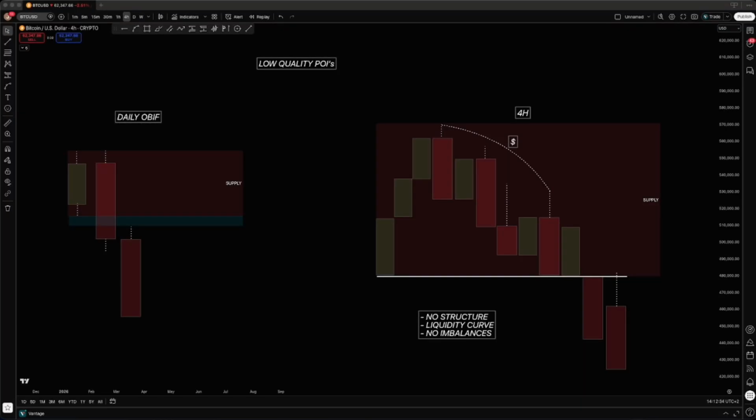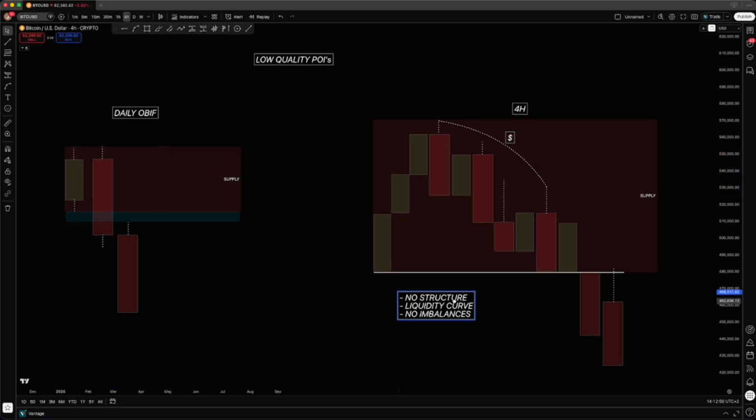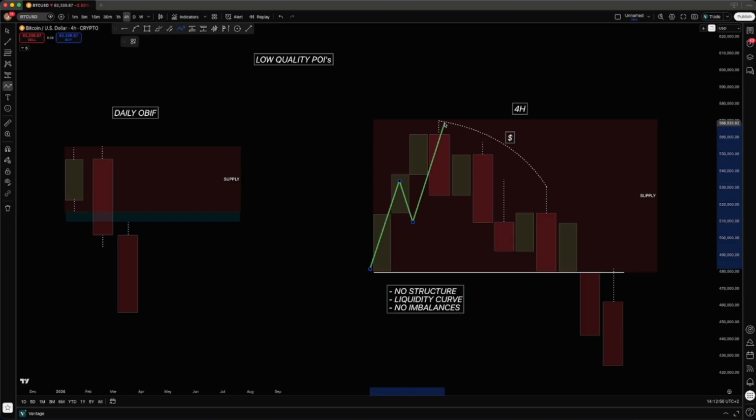Okay, so we talked about high quality POIs, but now we are talking about a low quality POI. We still have the same example like this. We still have the same supply, we still have the same imbalance, but now if we zoom in on the 4 hour, we see something different. In this case, we can't find any proper market structure, even on the way up or the way down. There's no market structure. So this is not great at all.